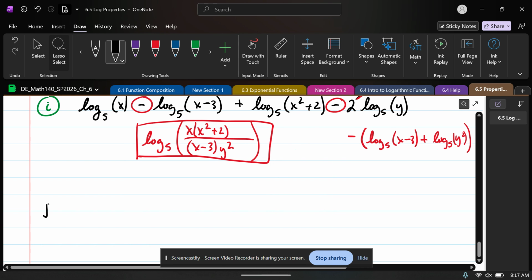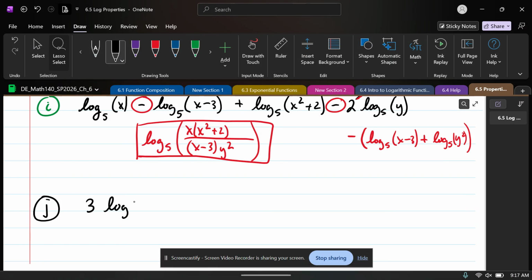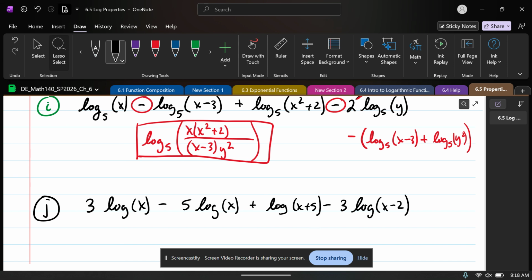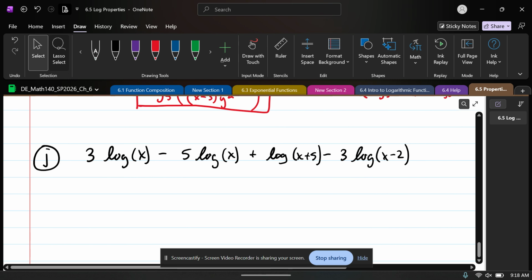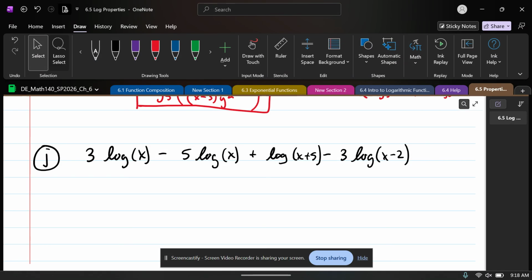Let's do one more. 3 log x minus 5 log x plus log x plus 5 minus 3 log x minus 2. See if you can condense that.